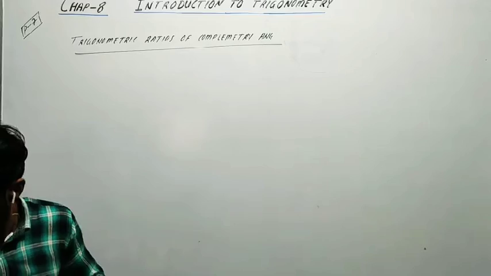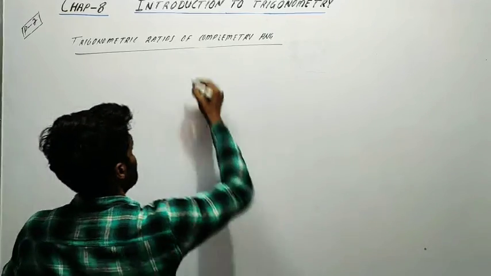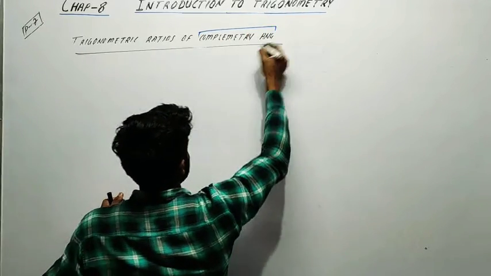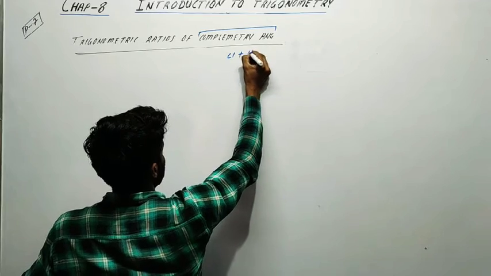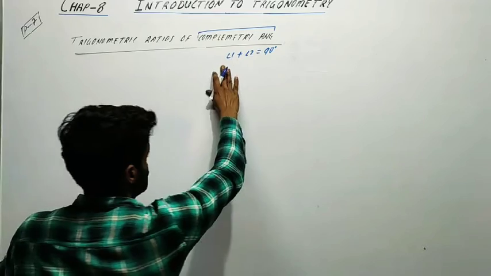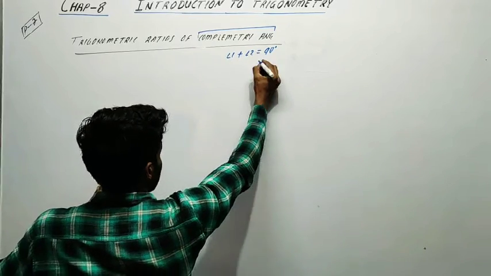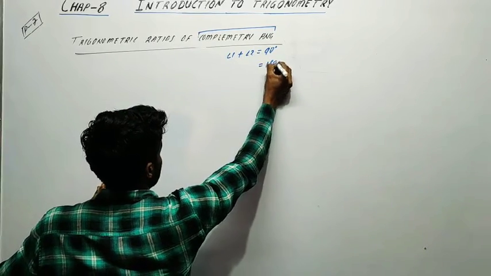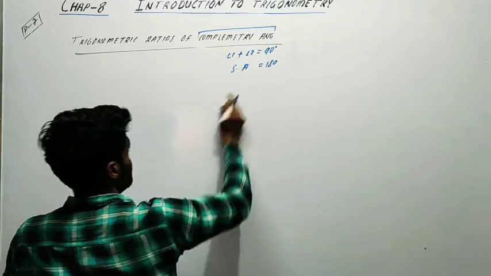Before we discuss this section, let me recall what complementary angles are. Two angles whose sum is 90 degrees are called complementary angles, and two angles whose sum is 180 degrees are called supplementary angles.